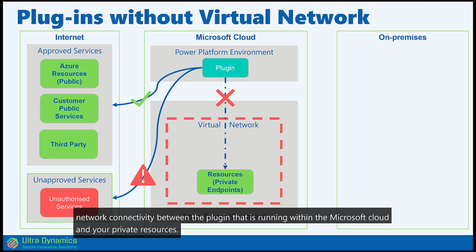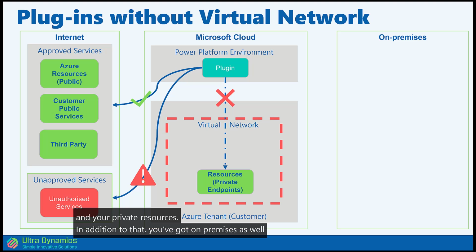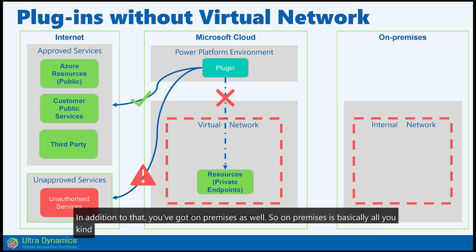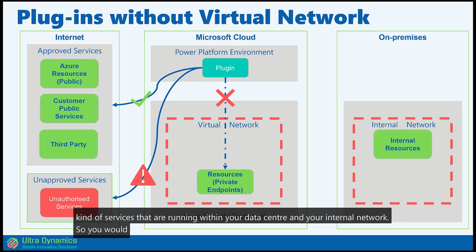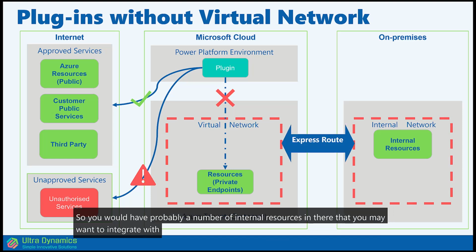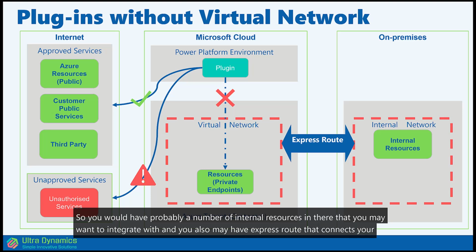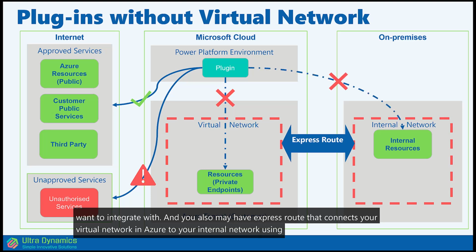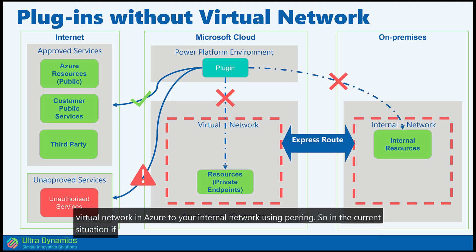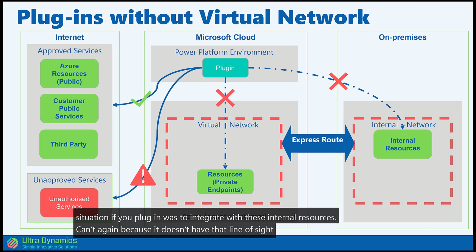In addition to that, you've got on-premises as well. On-premises is basically all your services that are running within your data center and your internal network. You would probably have a number of internal resources in there that you may want to integrate with. You also may have ExpressRoute that connects your virtual network in Azure to your internal network using peering. So in the current situation, if your plugin was to integrate with these internal resources, it can't, again, because it doesn't have that line of sight between the cloud and your on-premises.